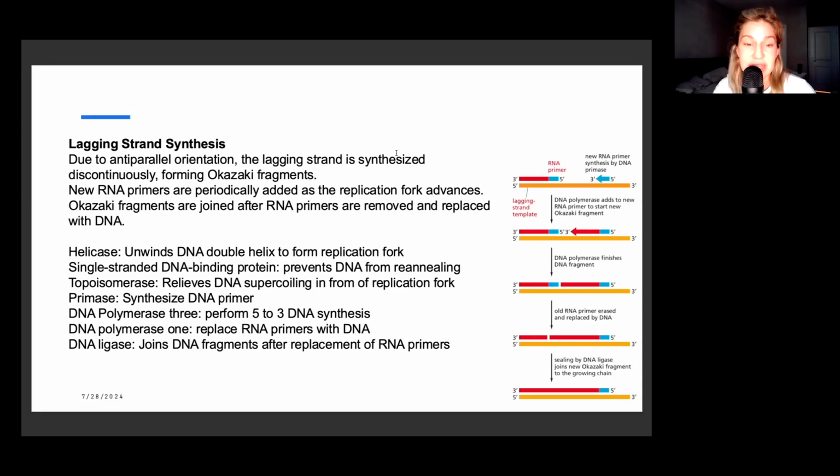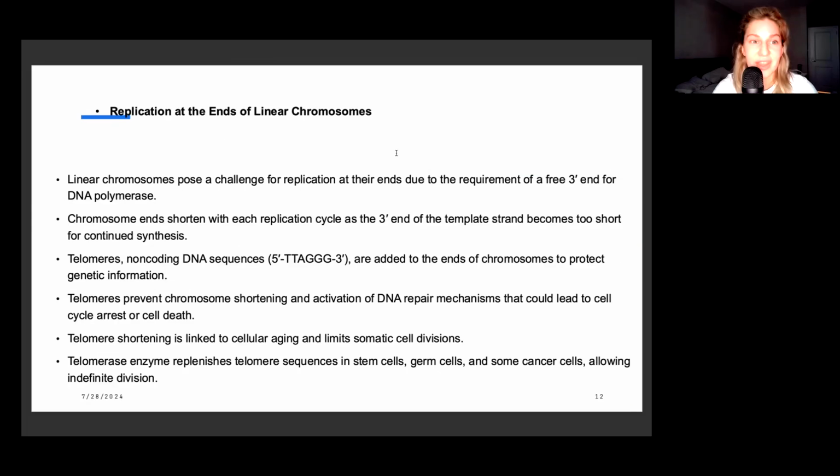Helicase unwinds the DNA double helix to form the replication fork. Single-stranded DNA binding protein prevents DNA from reannealing. Topoisomerase relieves DNA supercoiling in front of the replication fork. Primase synthesizes the RNA primer. DNA polymerase 3 performs 5' to 3' DNA synthesis. DNA polymerase 1 replaces RNA primers with DNA, and DNA ligase joins DNA fragments after replacement of RNA primers.